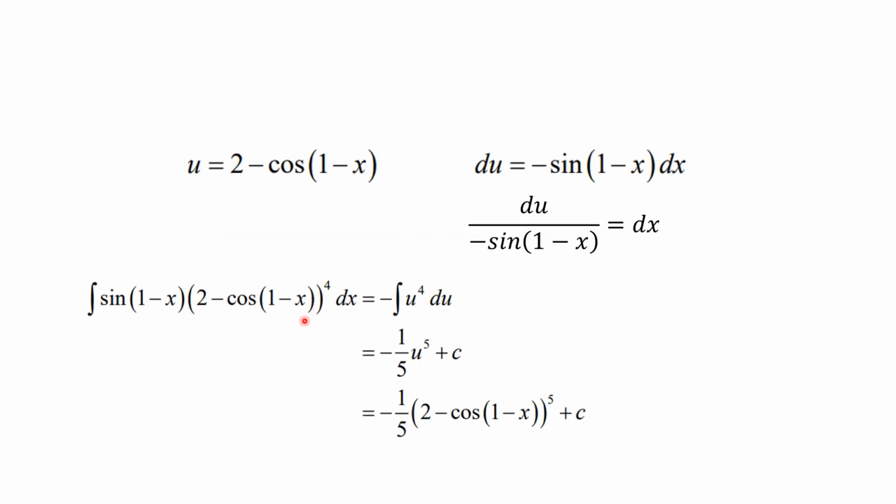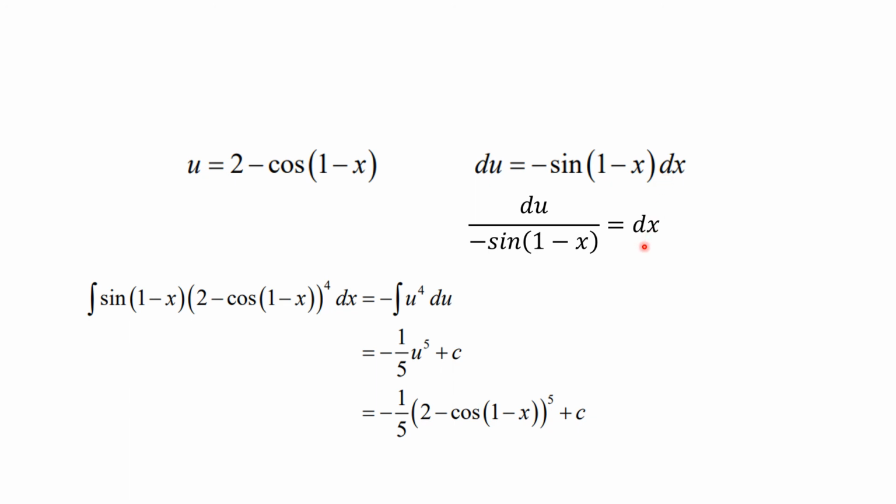Here was the first problem that we were confronted with. So what I'm going to do is I'm going to let u be 2 minus cosine of 1 minus x. Then du is equal to, now the antiderivative of the cosine is the negative sine, but I have a negative here already, and then by the chain rule I have another negative here, so there are 3 negatives involved in this. So when I take du, you should get minus sine 1 minus x dx.